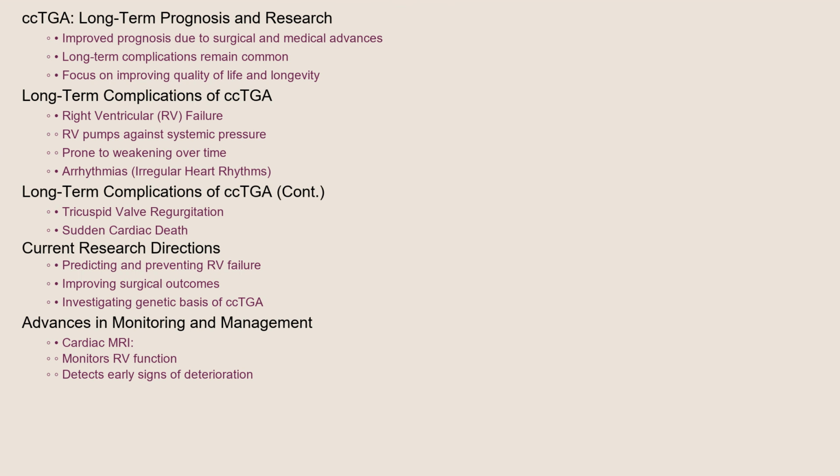Recent research focuses on developing better methods for predicting and preventing right ventricular failure, as well as improving the long-term outcomes of surgical interventions. Researchers are also investigating the genetic basis of CTGA to identify potential targets for future therapies. The use of cardiac MRI is becoming increasingly important in monitoring right ventricular function and detecting early signs of deterioration. Continuous advancements are being made, striving to improve the quality of life and longevity for individuals living with this complex heart condition.